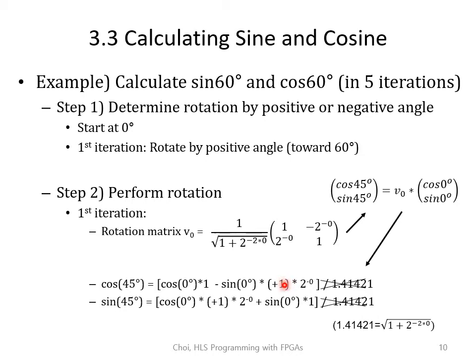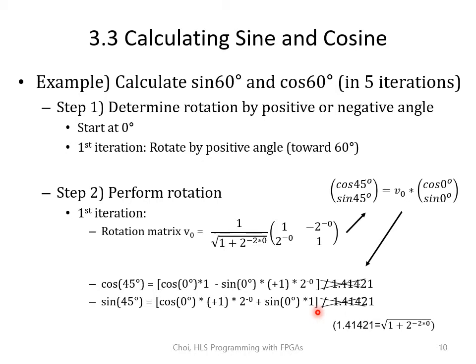This is a sigma. And it is plus 1 because we are going in a positive angle, right? So times 2 to the power of 0, right? Finally, we need to multiply by the scaling factor, this one, which can be computed by inserting 0 into the K equation, right? Okay, so you can compute sine 45 degrees in pretty much the same way.